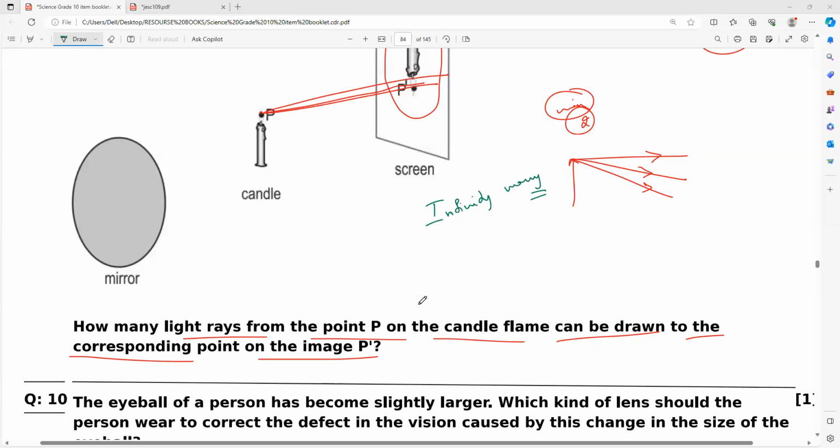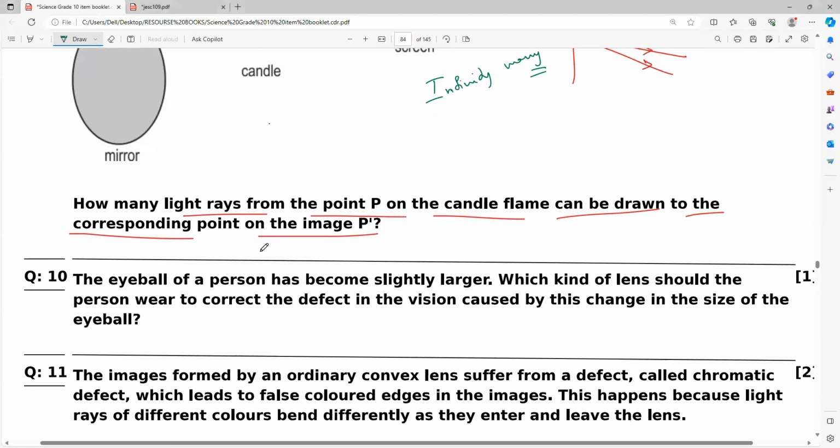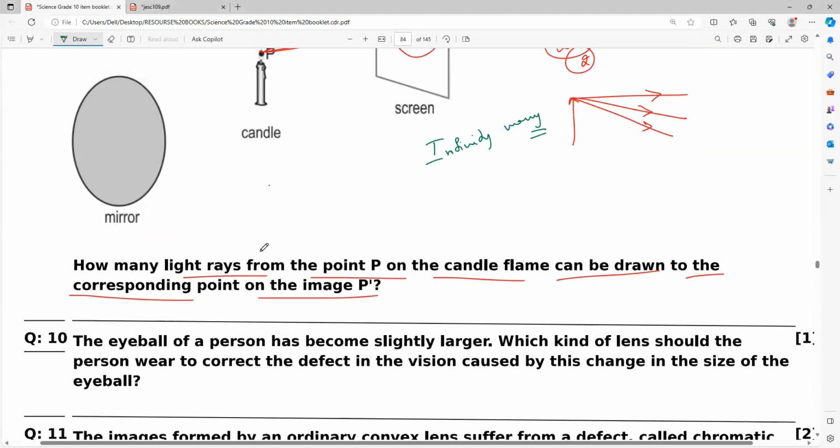Next question, read. The eyeball of a person has become slightly larger. Now, which kind of lens should be used? The eyeball size is too big. What lens will you prefer? Concave lens. Yes. So what defect are they asking about? Which kind of lens should be used to correct the defect of vision caused by this size of the eyeball? What is the defect? First, anybody identify?